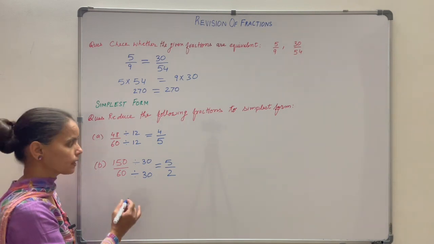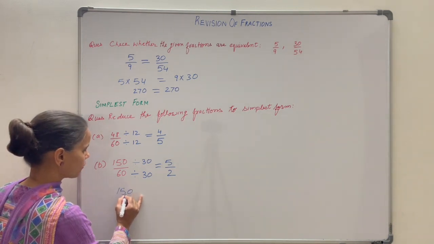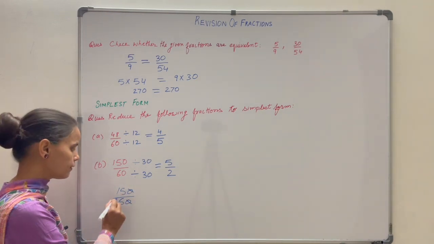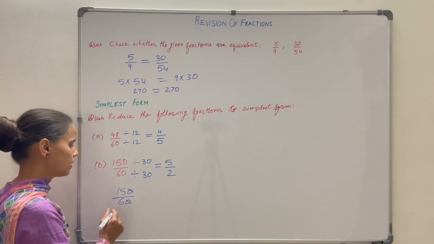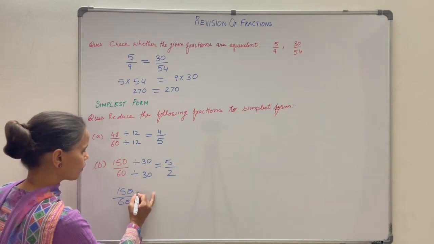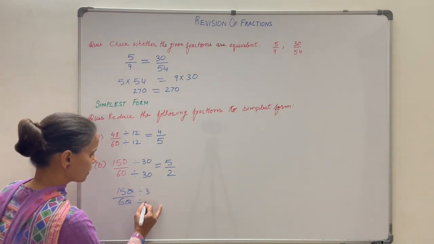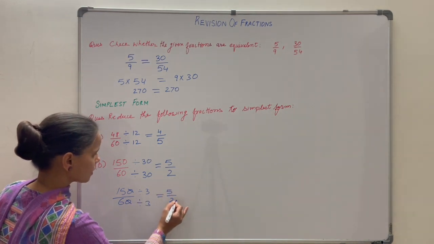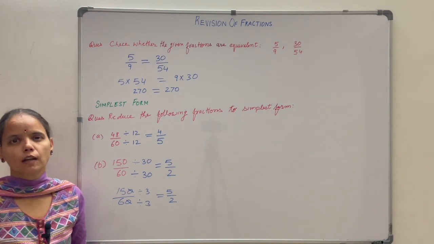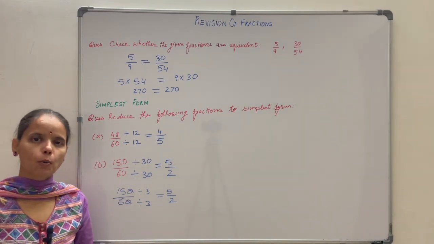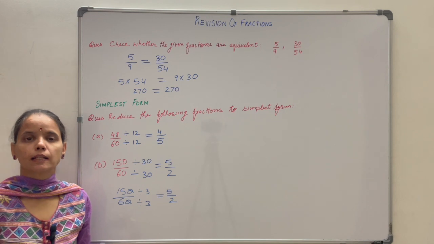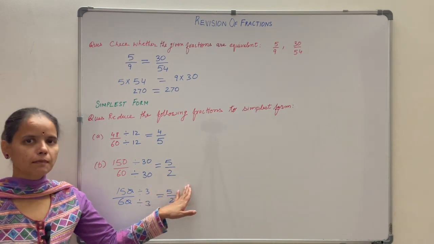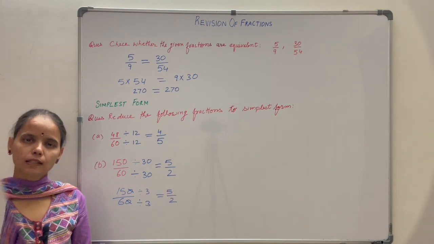If you are finding it difficult to find the highest common factor, what you can do is cancel the zeros, and 15 by 6 is easy to divide. Here you can divide both numerator and denominator by 3. So 3 5s are 15, 3 2s are 6. You will get the same answer. If you divide both by any common factor, it may take some extra steps, but finally you will reach the same place and get the simplest form.